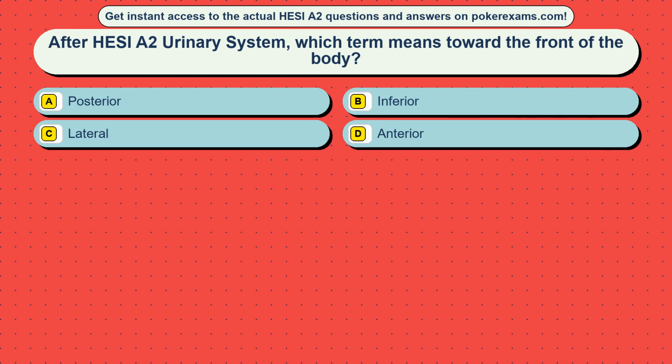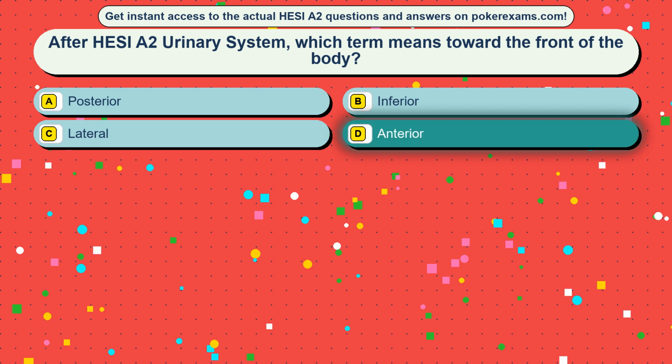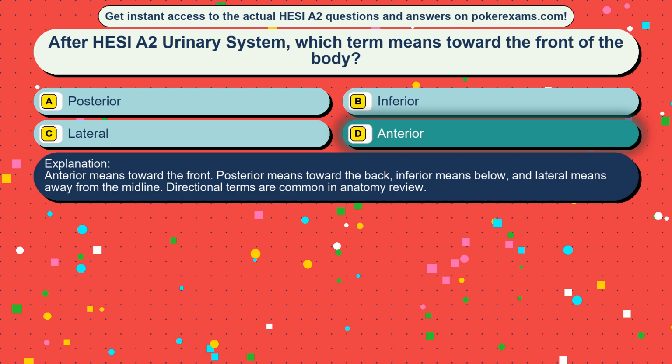Question 6. After HESI A2 urinary system, which term means toward the front of the body? Option A posterior, option B inferior, option C lateral, option D anterior. The correct answer is option D, anterior. Anterior means toward the front, posterior means toward the back, inferior means below, and lateral means away from the midline. Directional terms are common in anatomy review.